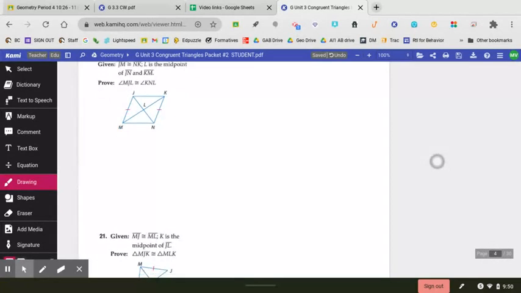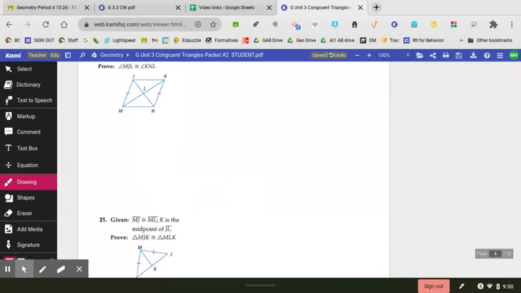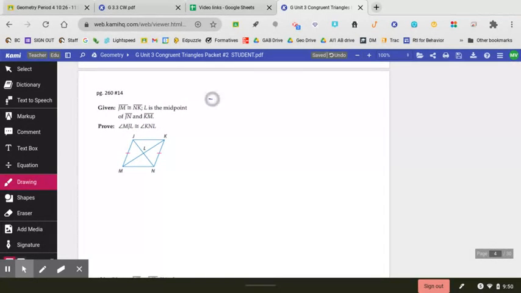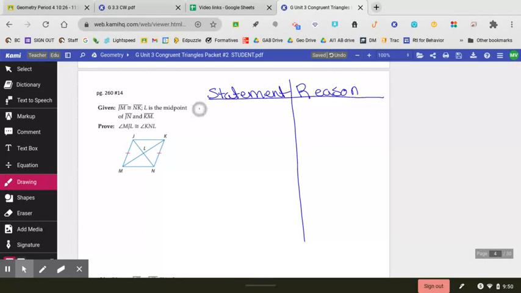So now we're going to try another proof. Two more proofs together. I want you to pause and think about this one for a little bit and then come back. Okay, so hopefully you paused and thought about this some.